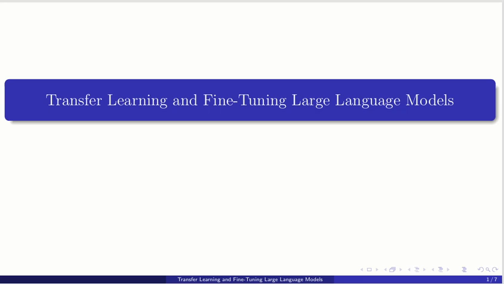Ever wondered how ChatGPT knows so much about everything, or how AI can learn a completely new task without starting from scratch? Well, the secret is something called transfer learning. It's like giving your AI a head start with knowledge from the entire internet.